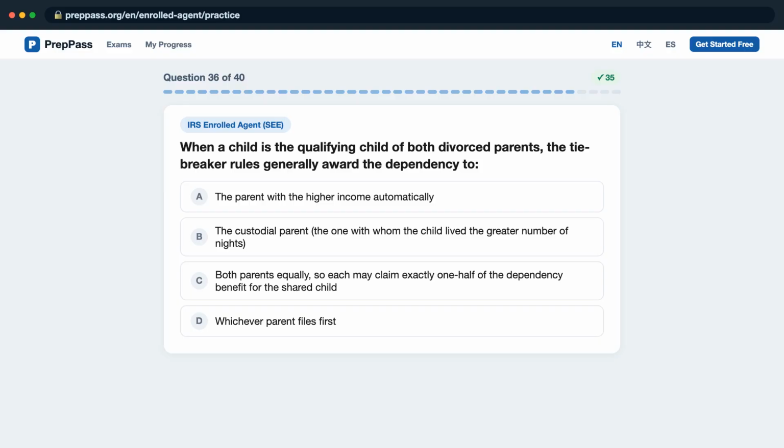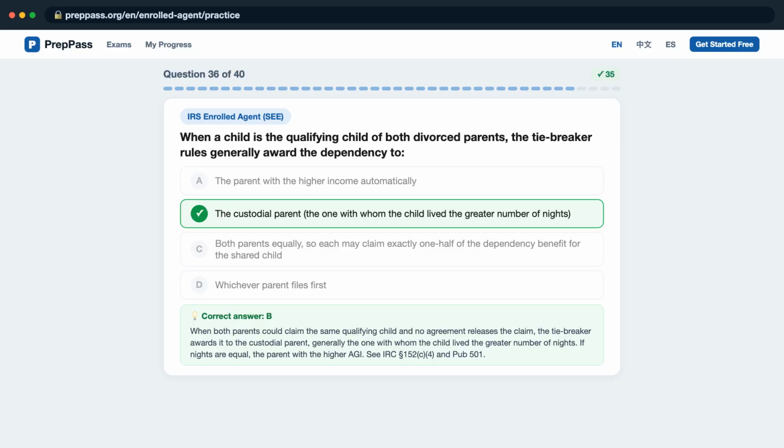Question 36. When a child is the qualifying child of both divorced parents, the tiebreaker rules generally award the dependency to, is it A, the parent with the higher income automatically? B, the custodial parent, the one with whom the child lived the greater number of nights? C, both parents equally, so each may claim exactly 1/2 of the dependency benefit for the shared child? D, whichever parent files first?